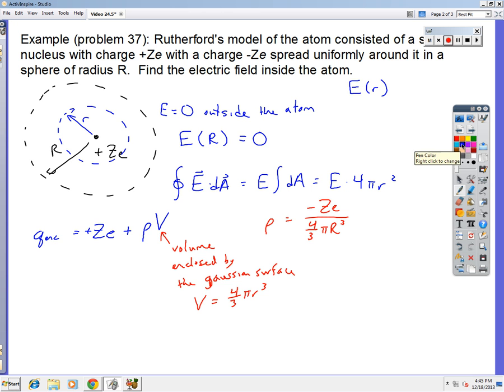And that means the enclosed charge, you got plus ZE, but rho is all this. And if we do some algebra, and you should work through all the details yourself, we end up with this expression for the enclosed charge. And now I'm out of room, so we'll make a new slide.